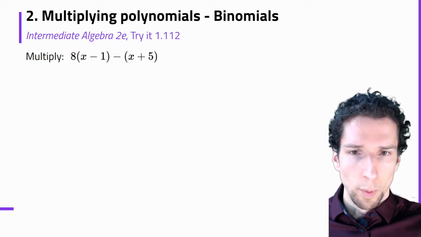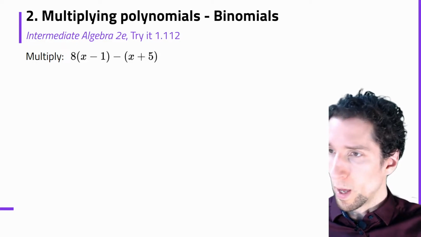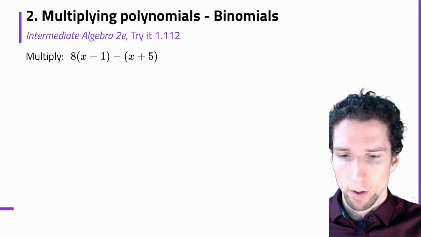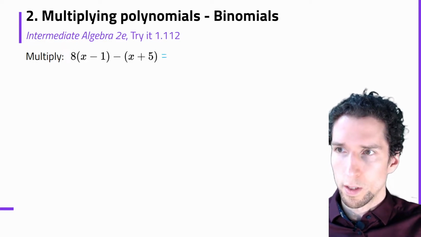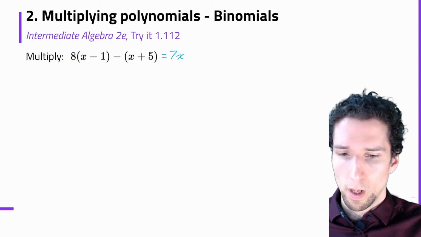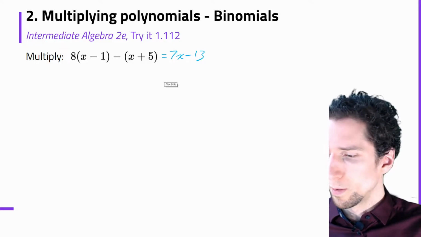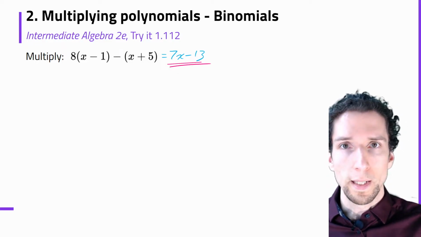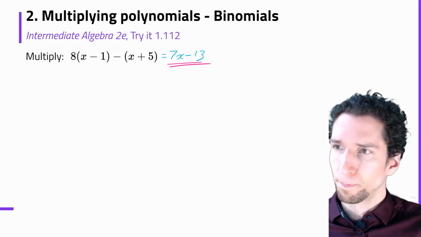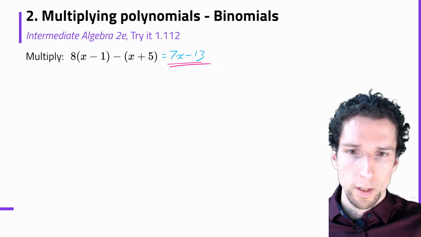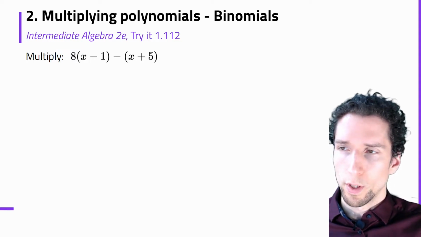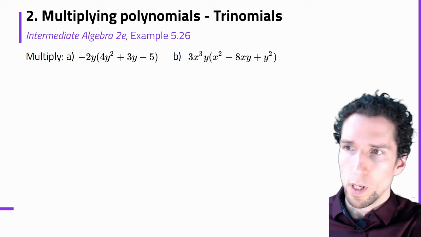All right, so we're back. Solution here is 7x minus 13. Hopefully you got the same result. All right, our next one. So lots of practice with these.